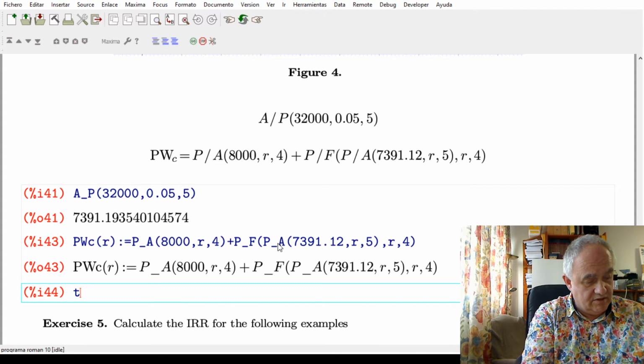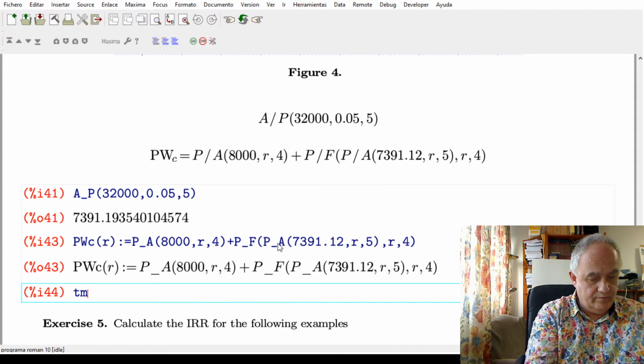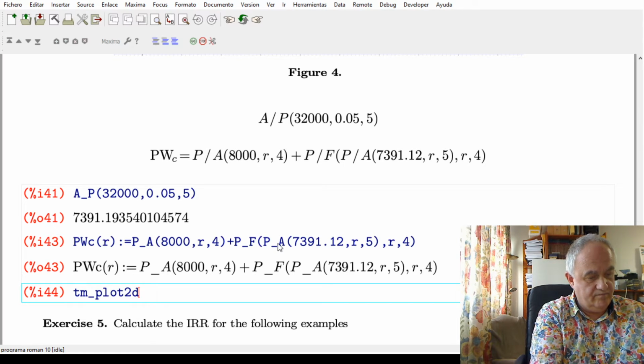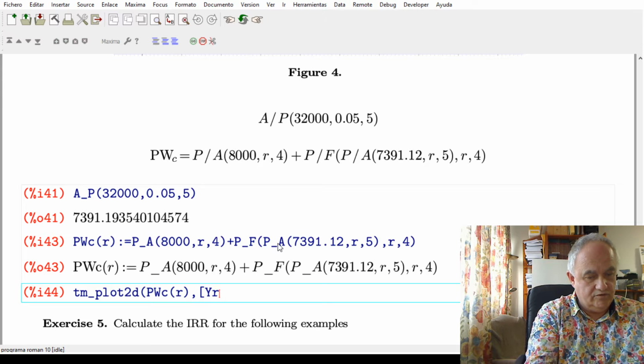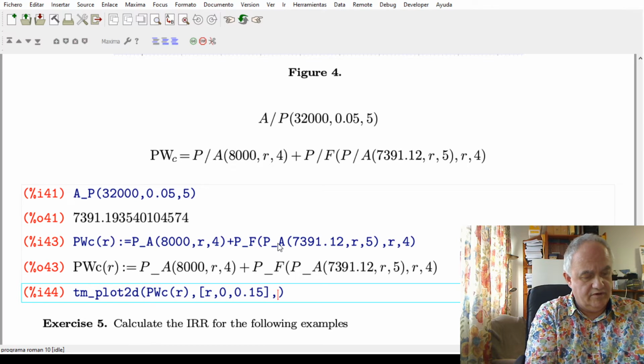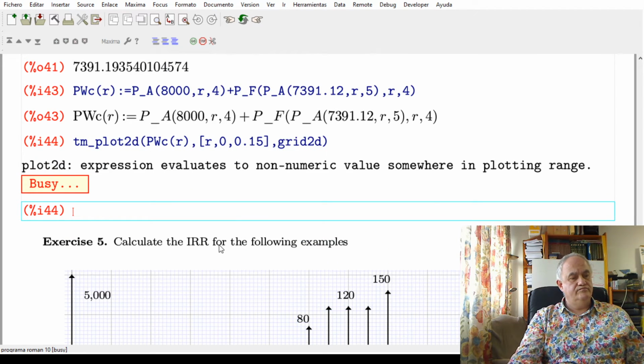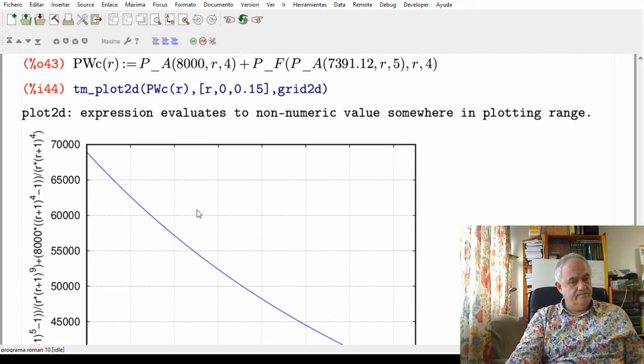We can now solve as previously, plot the PWC of R, R 0. Okay, let's presume that is okay. 15% is enough. Okay, and so let's add the grid. That is always interesting to compare.